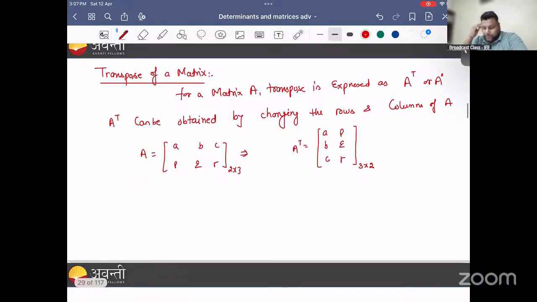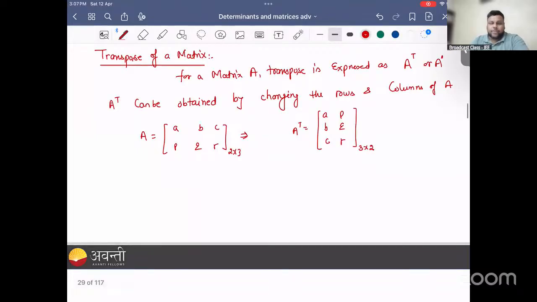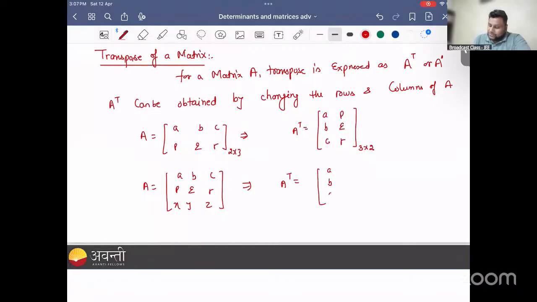So if A is of order 2×3, A transpose is of order 3×2. Similarly, say you have a square matrix A, say [A, B, C; P, Q, R; X, Y, Z]. So what is A transpose? The first row is the first column, the second row is the second column, the third row is the third column: [A, B, C; P, Q, R; X, Y, Z]. Am I clear?